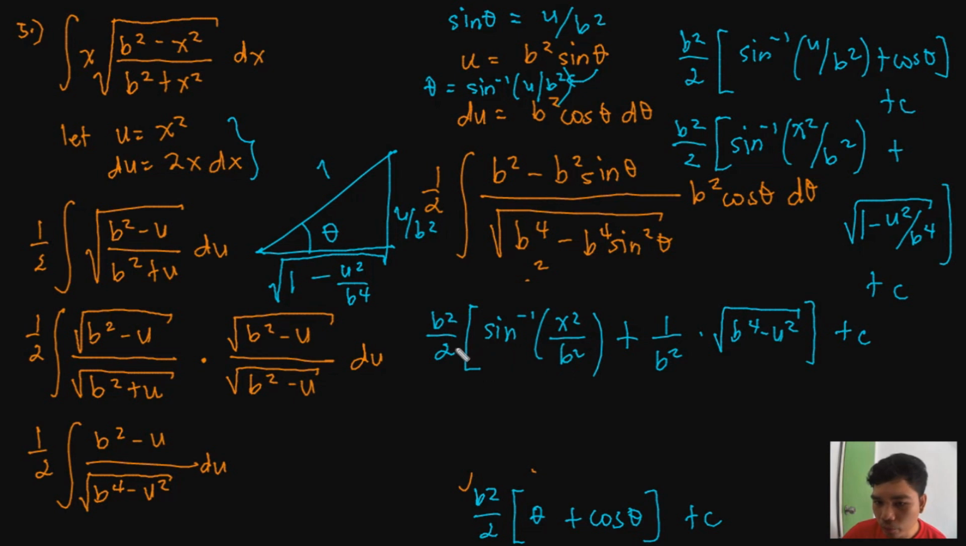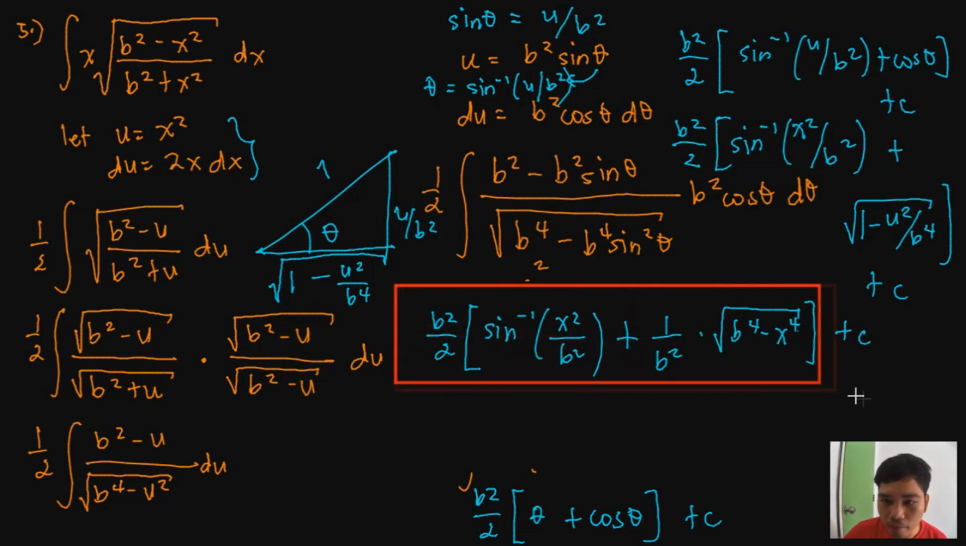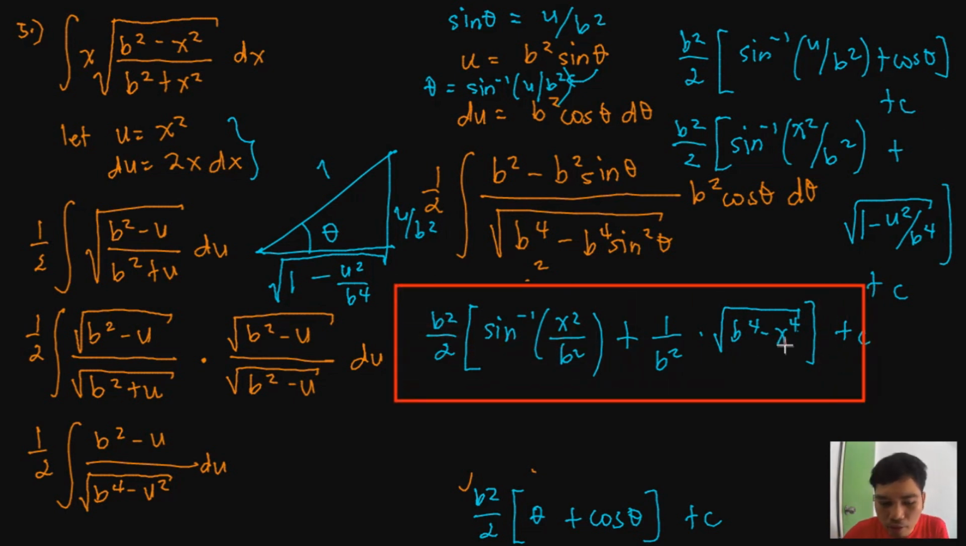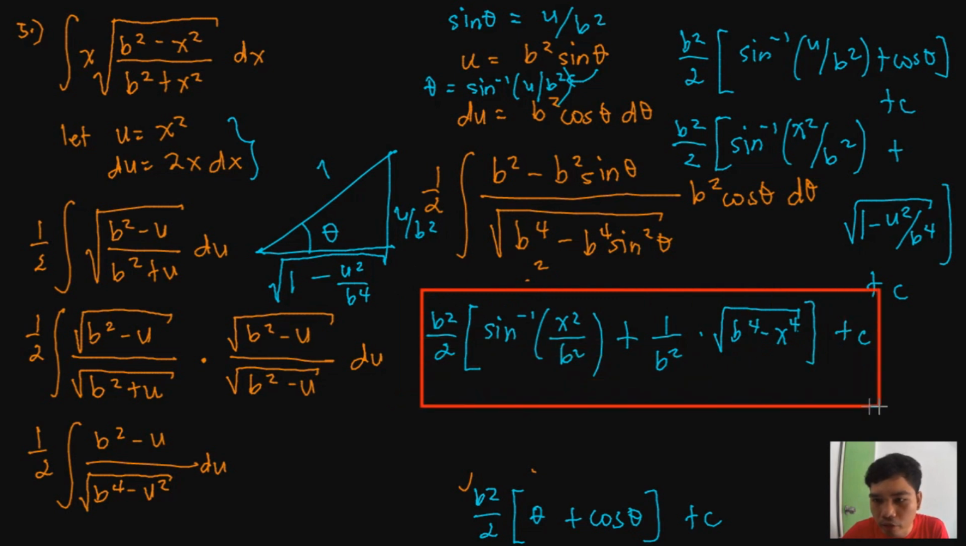Now, we can distribute this b squared, or we can also choose not to. It's up to you, no? But then again, this is not yet the final answer because we still have u squared here. So, we have to change this in terms of that expression. So, this becomes x to the 4th. Okay? So, mostly, this is your final answer for this problem. Okay? So, that's all there is to it. We just go back to our original form.